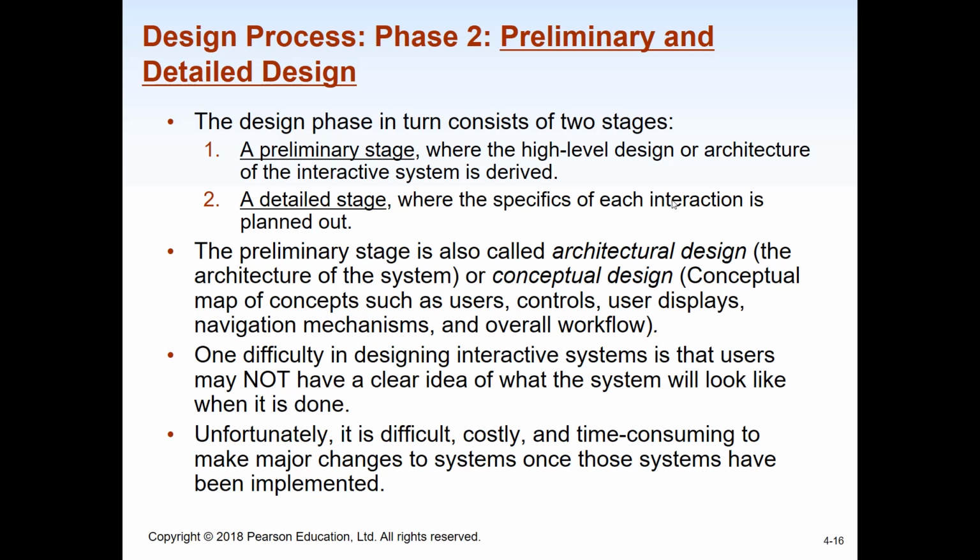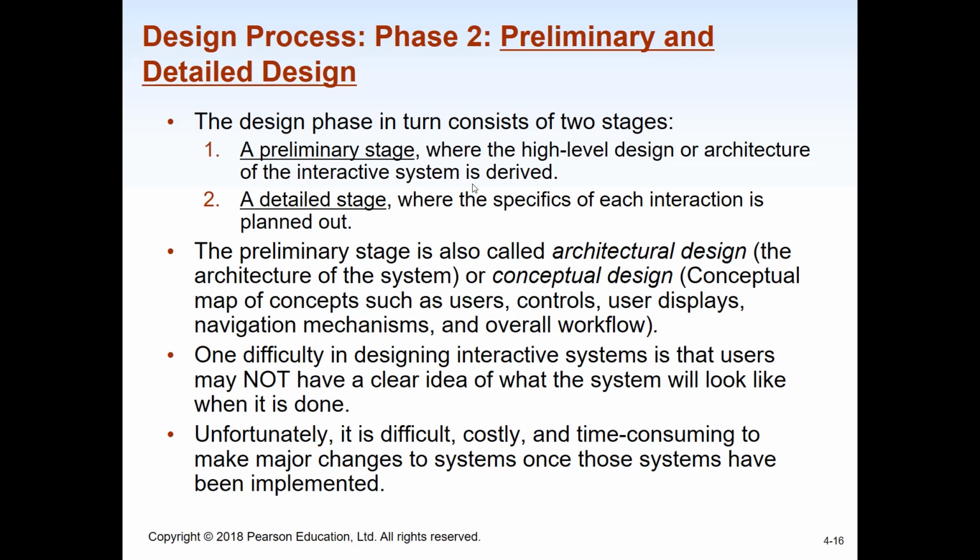The second phase of the design process, after the requirement analysis, is the preliminary or detailed design. Usually at the beginning we have a preliminary design. In the first iteration or first cycle we have a preliminary design, where the high-level design or architecture of the interactive system is derived. So it is like an initial design, in other words.